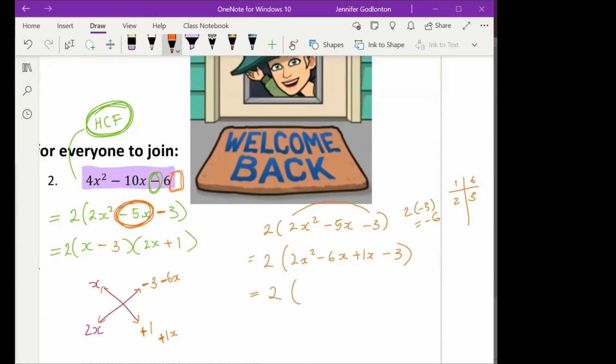So 2, and now I'm going to do groupings. I'm just going to make this a square bracket. So I'm going to take out 2x, and I'm left with x minus 3. And here I'm just going to take out a 1, a plus sign, and say x minus 3. And then I have x minus 3, 2x plus 1.